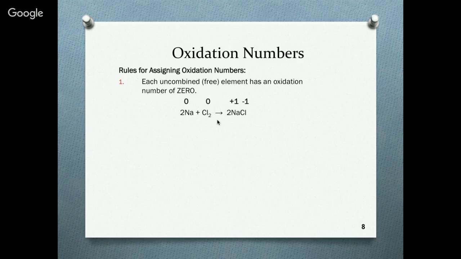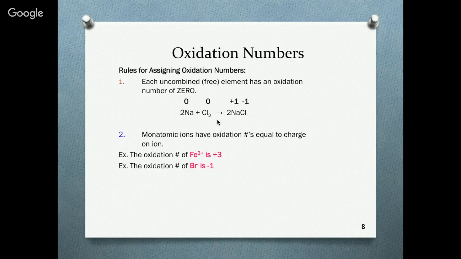Sometimes we forget and we just want to go look at our reference table. The first thing you want to do is ask: is it by itself or is it combined in a compound? Next, monatomic ions. That means if you're looking at an element and it has a charge in the top right-hand corner, an ion, remember, is something that has a charge. If it has a charge, the oxidation number is equal to that charge. So for example, if I have Fe plus 3, the charge is going to be plus 3. If I have the ion Br minus 1, the oxidation state is going to be minus 1.